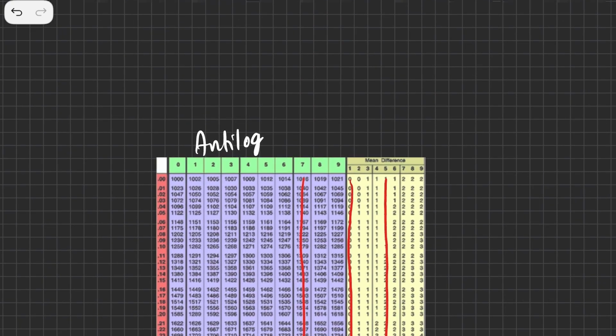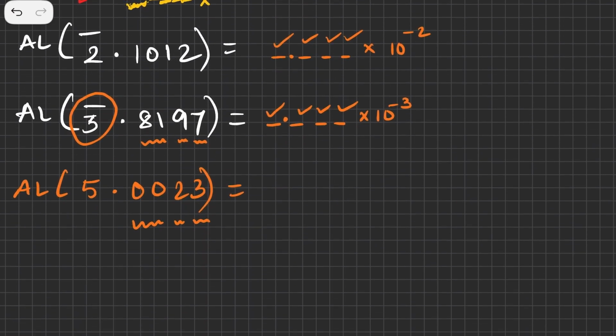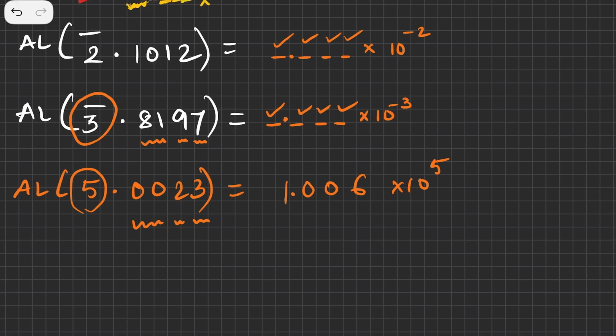Let's see, this is your first 002, which is 1005, and 3 is the mean difference, so that is 1, so 1006. So the correct answer would be 1006. Point after the first digit into 10 raised to, because there is a 5 over here, I'll put a 5 over here. So this is all about finding out antilogarithms.